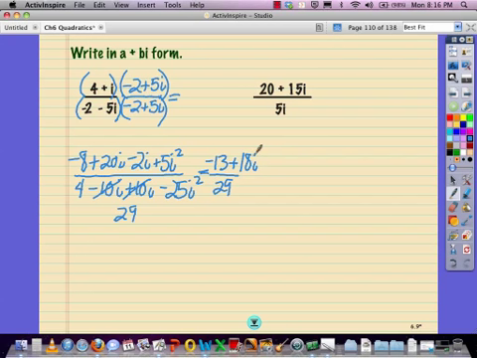So we could leave it just like that in fraction form, except for when the directions say write in a plus bi form. If it says, like this one does, write in a plus bi form, then we must separate it. Take that negative 13 and put it over that 29, that denominator, separately, plus the 18i over that same denominator. So now it is separated. The real part would really be the fraction negative 13 over 29. The imaginary part would be that 18i over 29. All right.